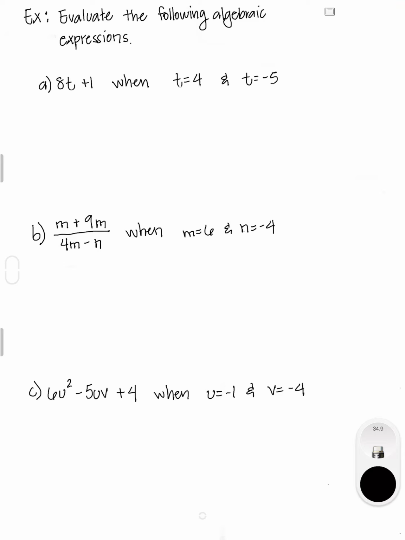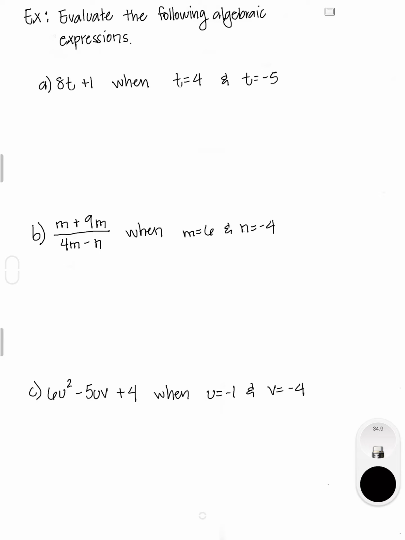Okay, so this is lesson 1.7, and we have seen that in math we have two types of expressions: numerical expressions and algebraic expressions. Numerical expressions only consist of numbers and mathematical operations, while algebraic expressions consist of numbers, variables, and mathematical operations, where variables are used to represent unknown values or an unknown number. Now here they're asking us to evaluate the following algebraic expressions.